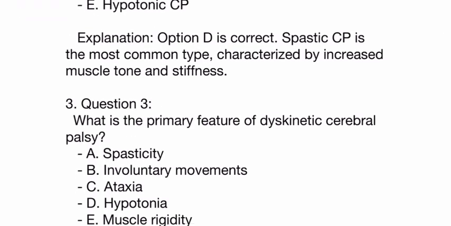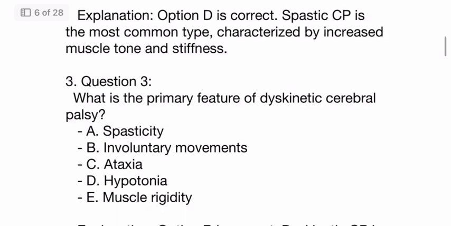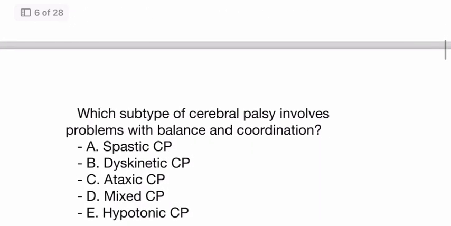All right, question 3. What is the primary feature of dyskinetic cerebral palsy? A, spasticity. B, involuntary movements. C, ataxia. D, hypotonia. E, muscle rigidity. So spasticity is the one that we said is associated with increased muscle tone, stiffness, and rigidity. With dyskinetic CP, it is associated with involuntary movements.